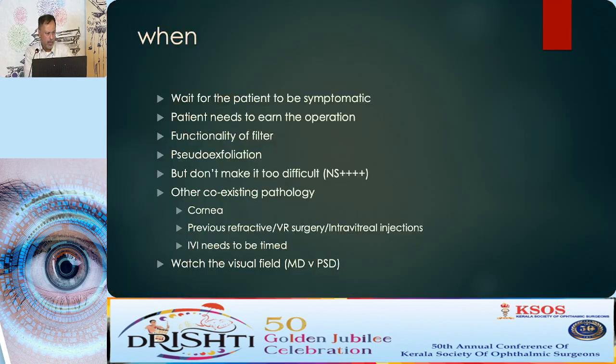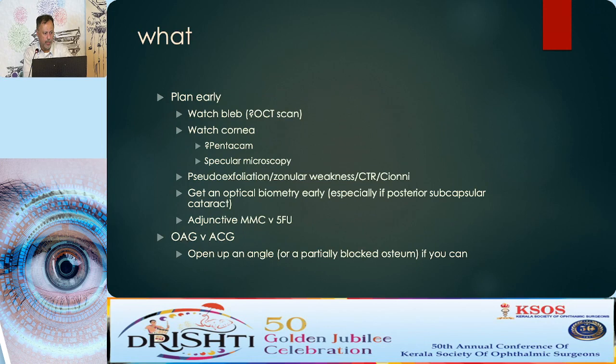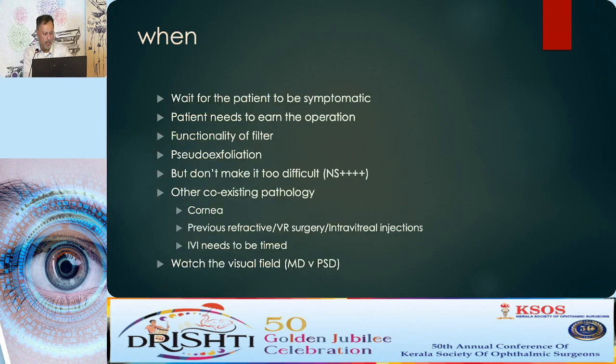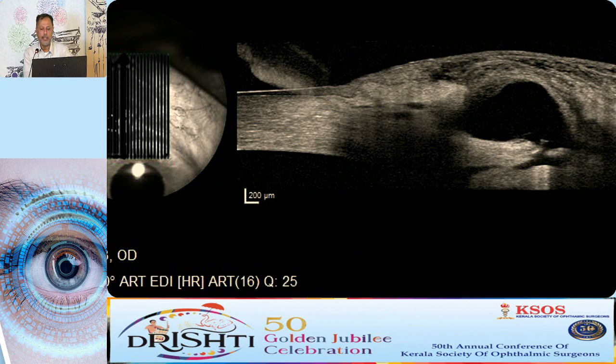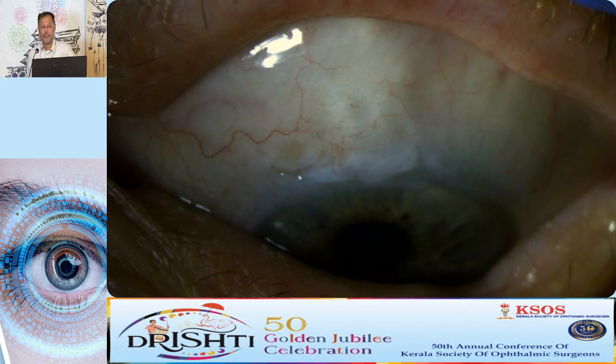I think I pressed the wrong button, okay? And that's an OCT of that same bleb, and you can see that there's a ring of steel at the back, but there are areas through which it is leaking adequate aqueous to keep that intraocular pressure under control. This is the fellow eye of the same patient. This needs to go for cataract surgery.